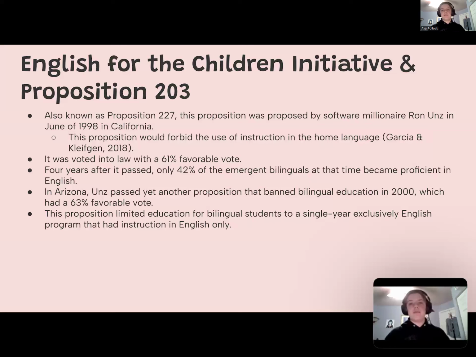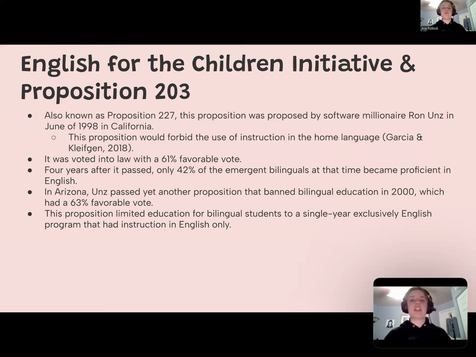Our proposition that impacted language loss is the English for the Children Initiative and Proposition 203. We actually have two. The English for the Children Initiative, also known as Proposition 227, was proposed by software millionaire Ron Unz in June of 1998 in California.